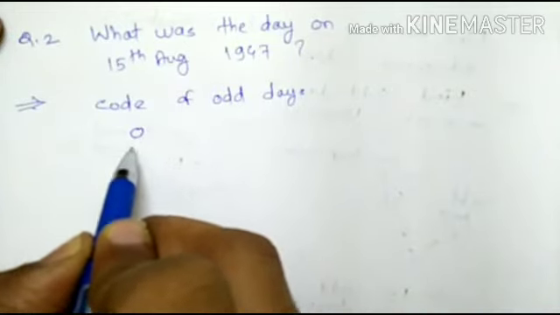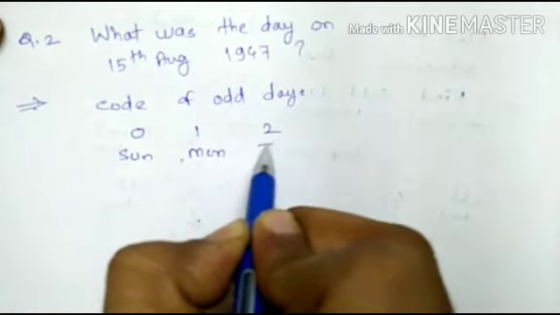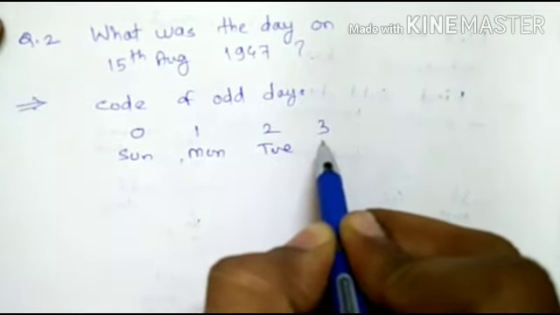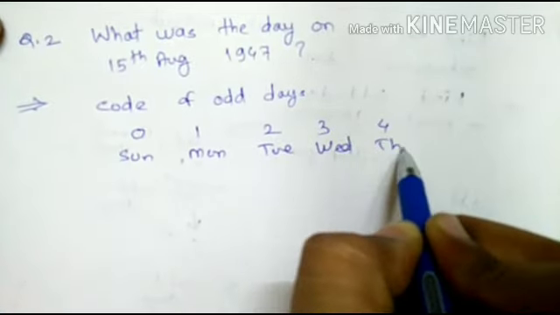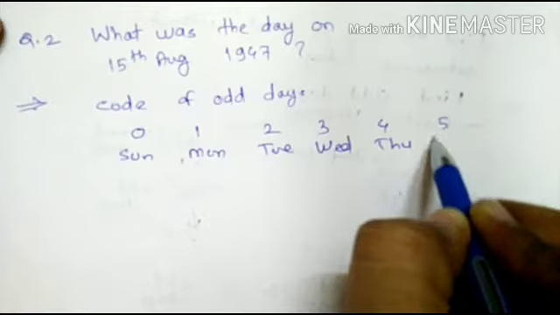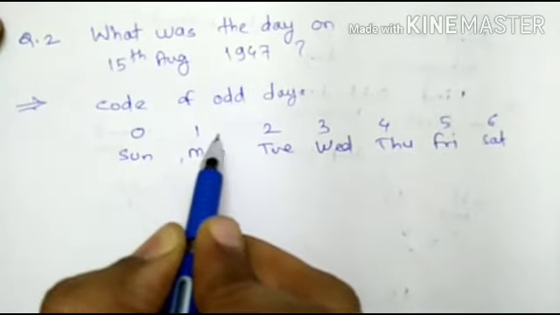Zero odd days means Sunday, 1 means Monday, 2 Tuesday, 3 Wednesday, 4 Thursday, 5 Friday, and 6 Saturday. This is the code of odd days.